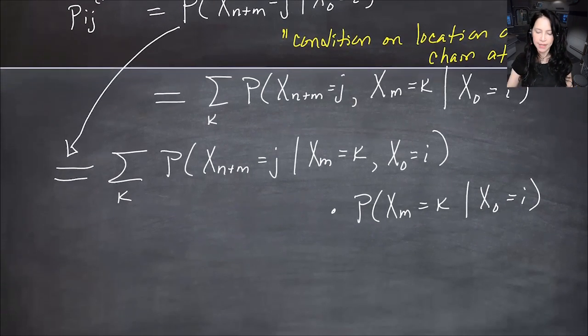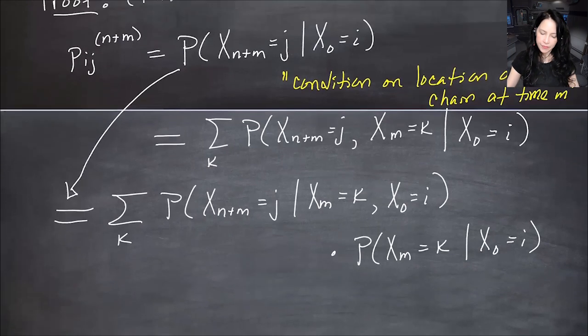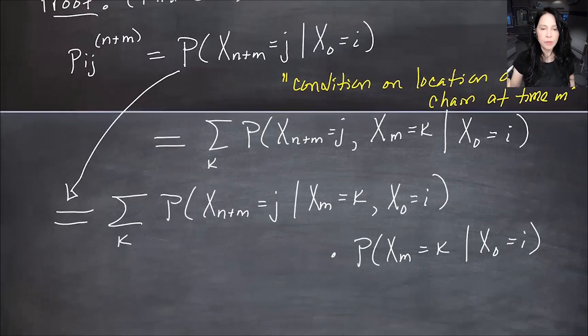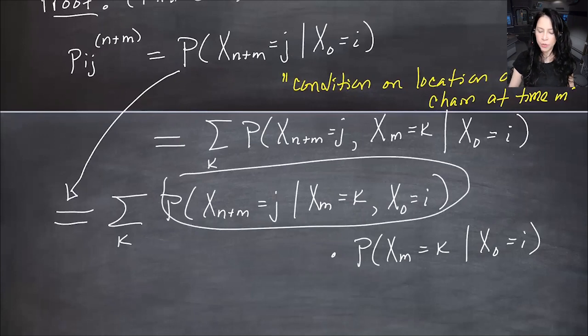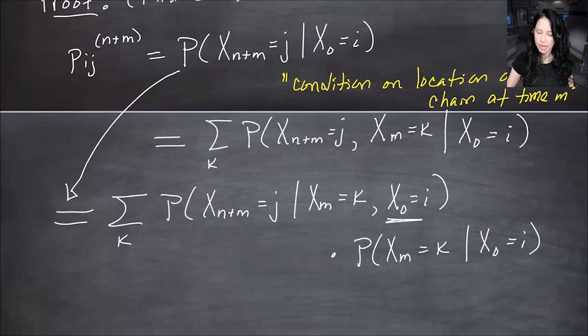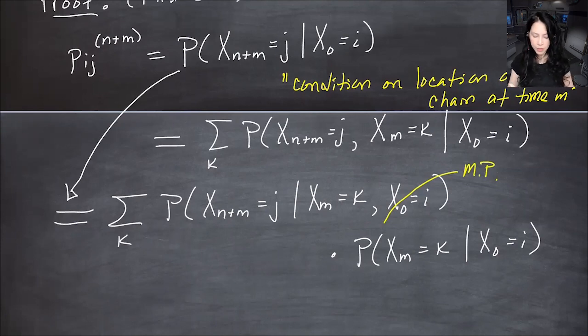And we are done because, by the Markov property, this first probability, given I know where the chain is at time m, I don't care where it was back at time 0. And so I can remove this X0 equals i by the Markov property. And once I do, I'm done.